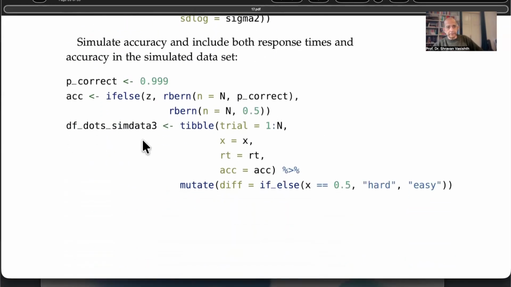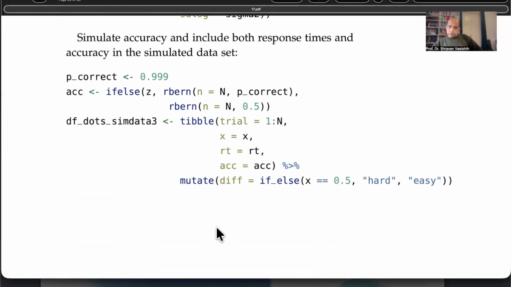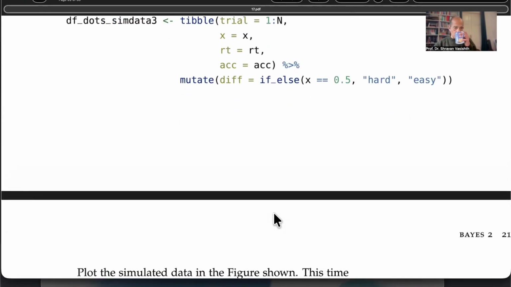You can make a data frame now that contains the trial ID going from 1 to n, the difficulty level, reading time or reaction time, and accuracy, right? So one can also create a column which takes the plus 0.5, minus 0.5 coded column x and renames it into something that you can use for plotting later on. Call it hard and easy. Hard is coded as 0.5, easy is coded as minus 0.5. Hence, this function is creating a new column called diff, so difficulty, right?